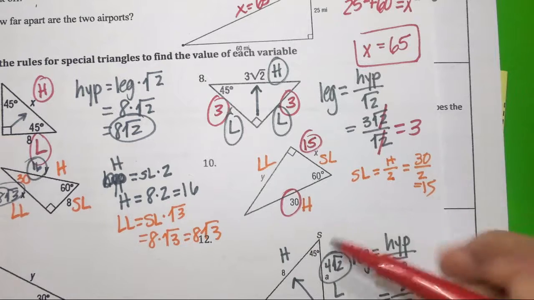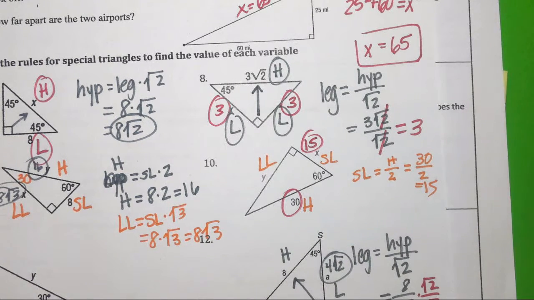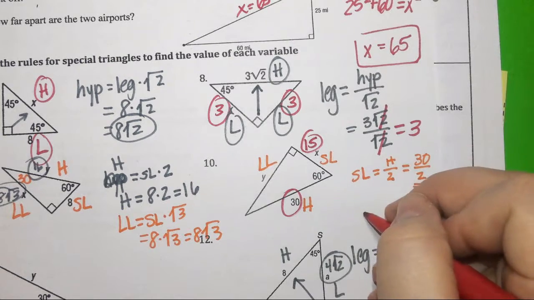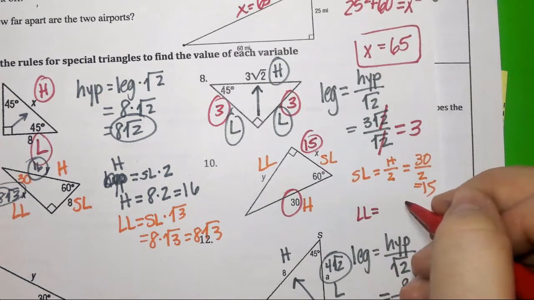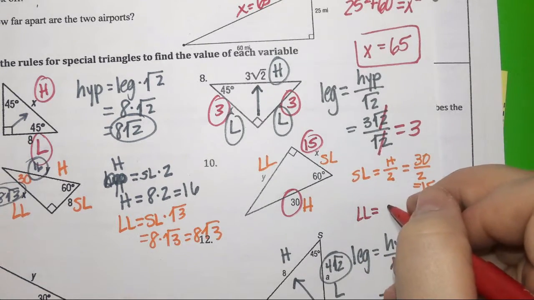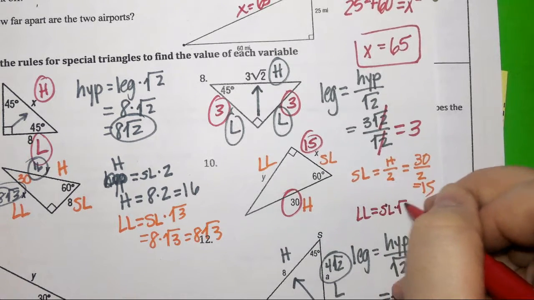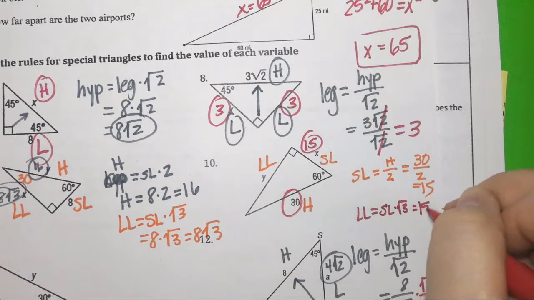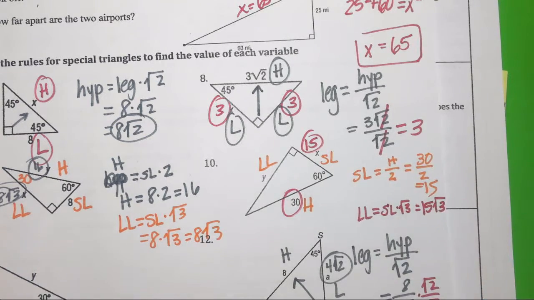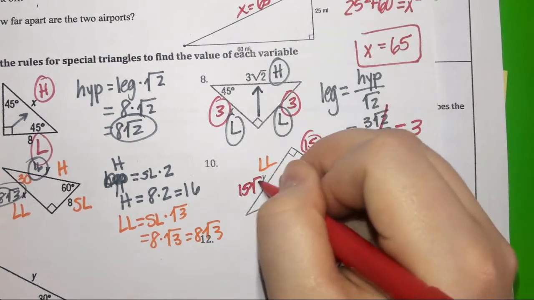Okay, can I go from the hypotenuse to the long leg? Did we learn a trick to do that? No. How do I get the long leg? You take your short leg and you multiply by what? Square root of 3. So it ends up being 15 square roots of 3, because 15 times square root of 3 is just 15 square roots of 3. Very good, Michelle.